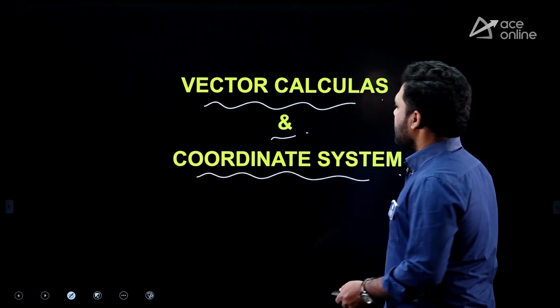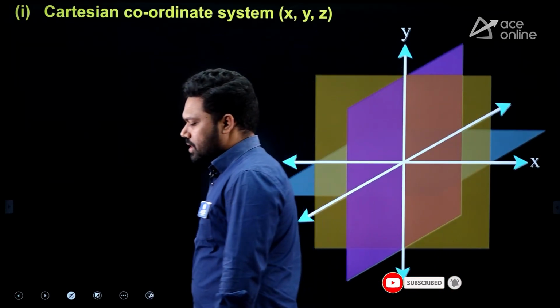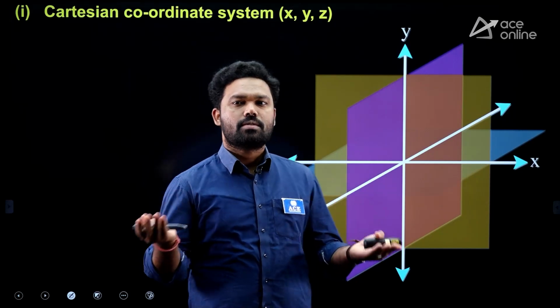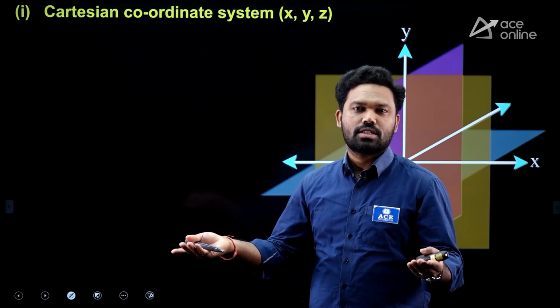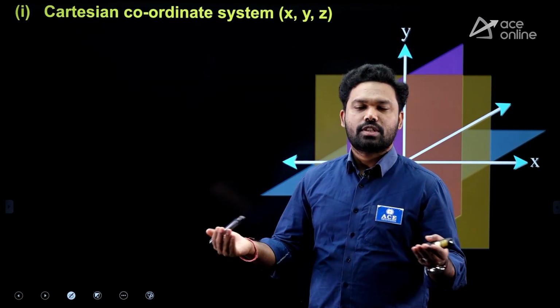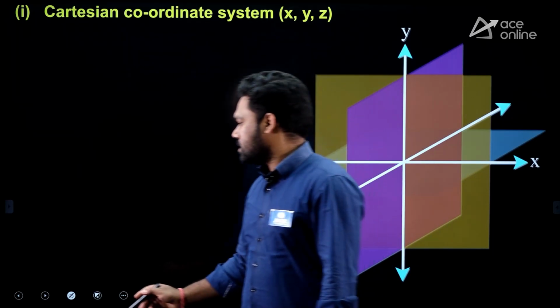In the vector calculus and coordinate system, let us start with the coordinate system. Let us have a fast recapitulation. These coordinate systems are developed based on how we are assuming this three-dimensional space. If you assume this unbound three-dimensional space as a box, that leads to the Cartesian coordinate system. If you assume it as a cylinder, that leads to the cylindrical coordinate system. If you assume it as a sphere, that leads to the spherical coordinate system.